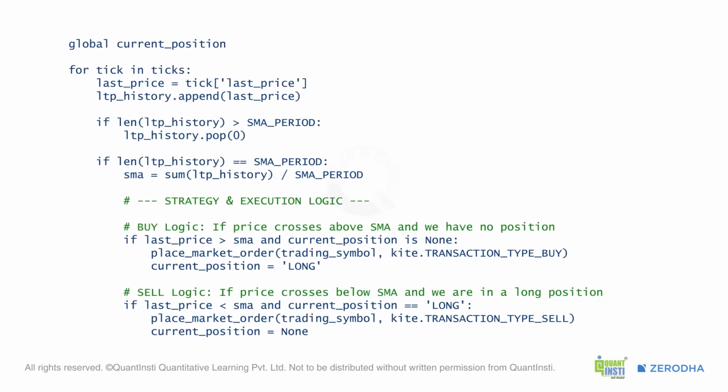The buy logic now checks if last price is greater than SMA and current position is none. This ensures we only try to buy if we don't already have a position open. If the condition is met, it calls our new order function and sets our position to long. The sell logic is for exiting our position. It checks if last price is less than SMA and current position is long. If we get a sell signal while holding a position, it places a sell order and resets our position to none, making us ready for the next buy signal.